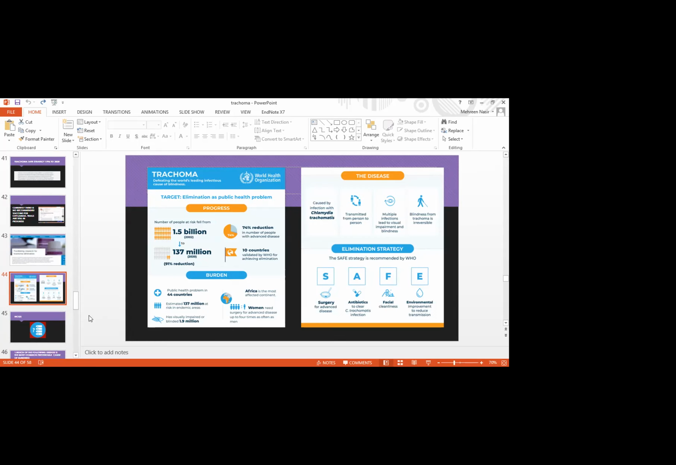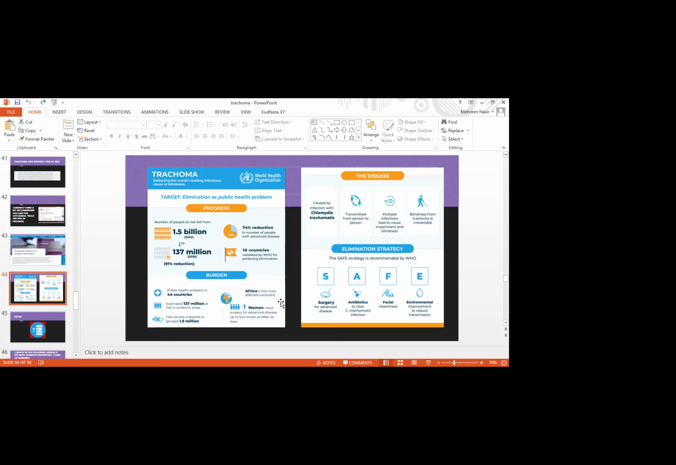Summarizing today's lecture, trachoma: our target is to defeat the world's leading infectious cause of blindness, and to eliminate it as a public health problem. In 2002, there were 1.5 billion at risk from trachoma, which fell to 137 million in 2020, a 91% reduction. There was a 74% reduction in the number of people with advanced disease. 10 countries have been validated by WHO for achieving elimination. It is still a public health problem in 44 countries. An estimated 137 million people are at risk in endemic countries, and 1.9 million are visually impaired or blind.